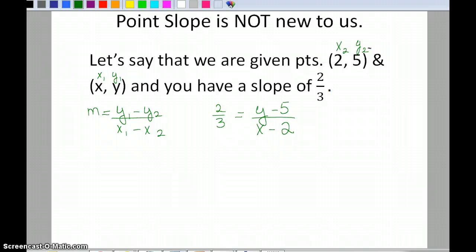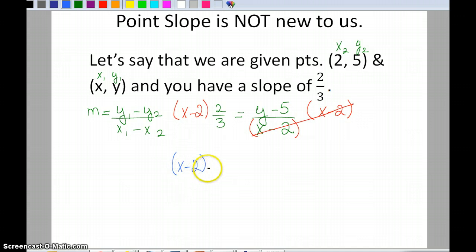Now if I want to fix it so that I don't have a fraction, all I'm going to do is multiply both sides by x minus 2. Now that cancels out. So over here I have x minus 2. Oh, well look what I have. I have x minus 2 times 2/3 is equal to y minus 5.